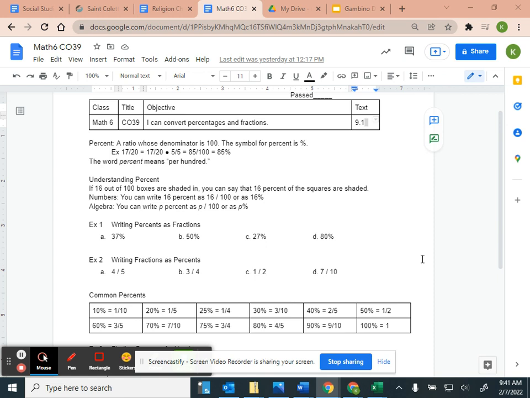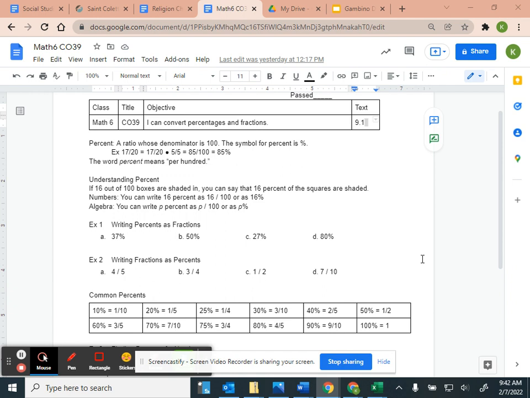Good morning. Today we are starting our Unit 7 in math. So we are starting with percentages. We've moved on from algebraic expressions to now we're doing percentages. Today we're starting with CO39. I can convert percentages and fractions.